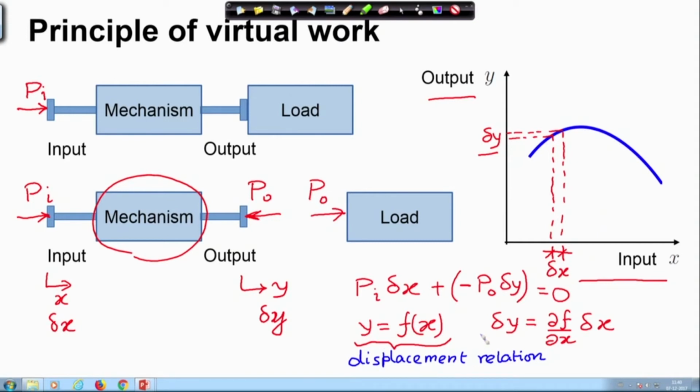Now, this could have been obtained even from the velocity relation. Suppose I know y dot as some function of x dot, where this is actually the Jacobian, as we have seen. Let me call it J. We have already discussed this, that the input velocity and output velocity are related through the Jacobian. So, therefore, I know the input output relation through this velocity. This implies delta y is equal to J times delta x.